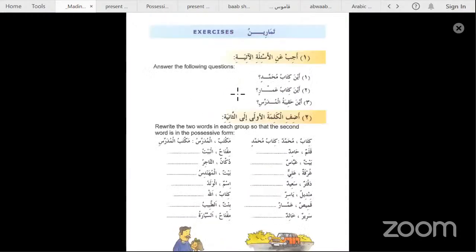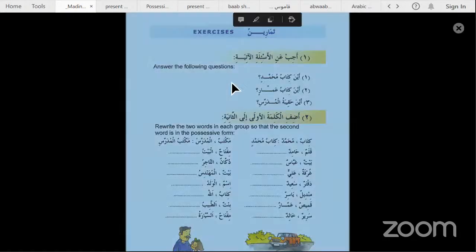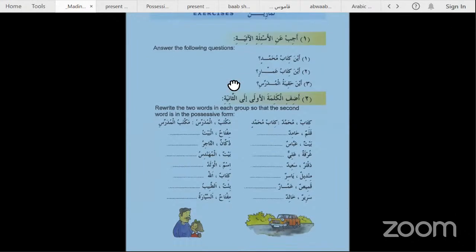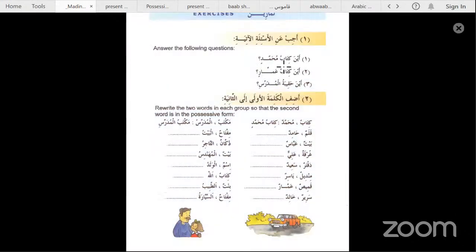Okay, next page. I want Mr. Bitab, can you come on the mic, please? Yes, here I am. Aina kitabu. Okay. Answer the following questions. أين كتاب محمد؟ So I want to say Muhammad's book is on the page. أين كتاب محمد؟ So what do you say? The book of Muhammad is on the desk.